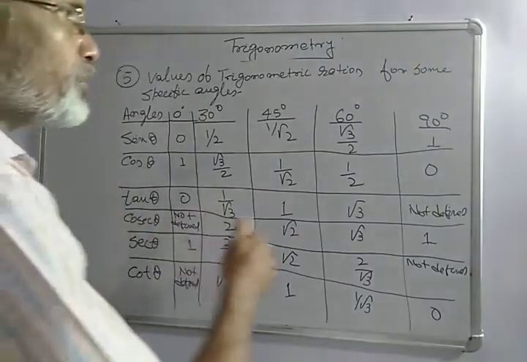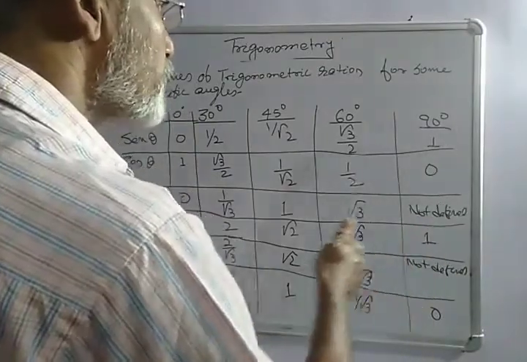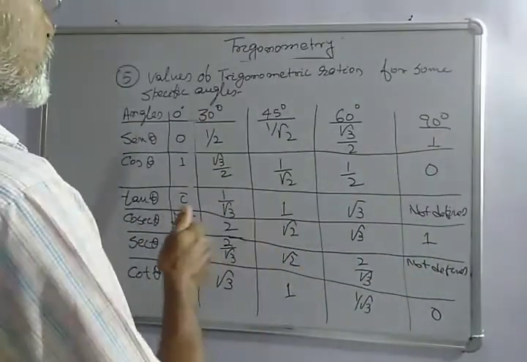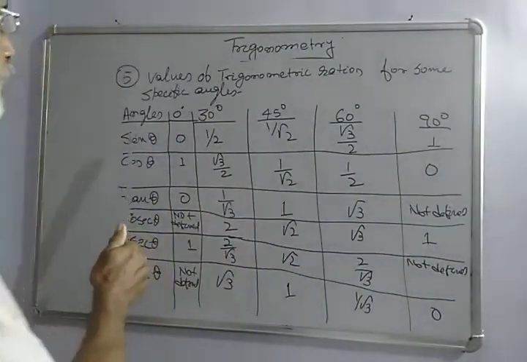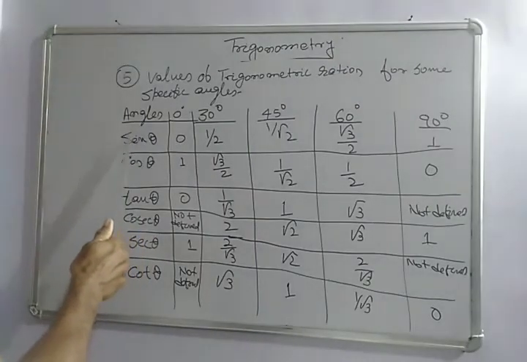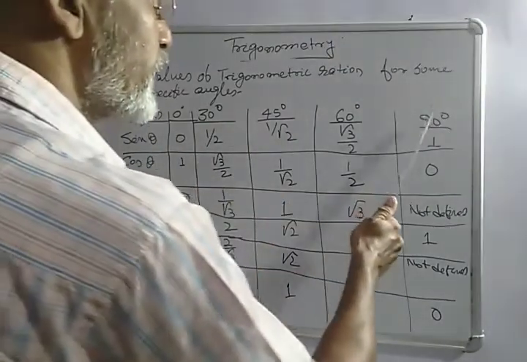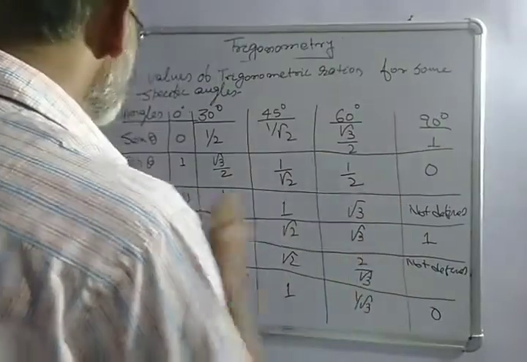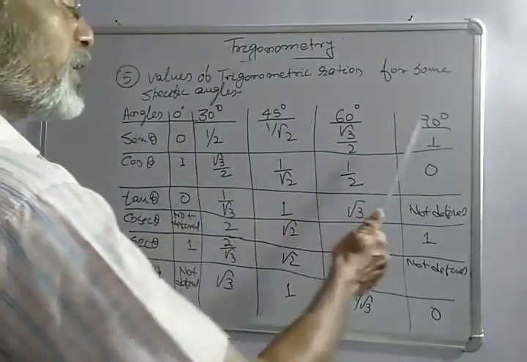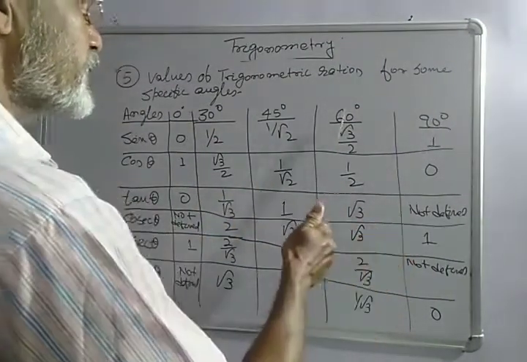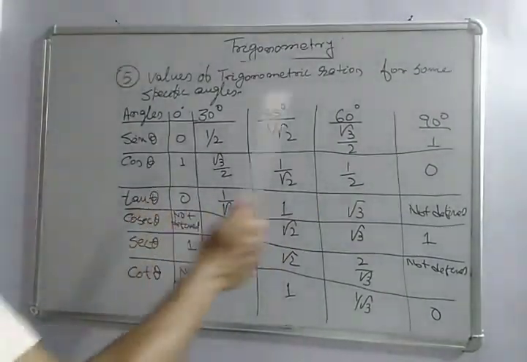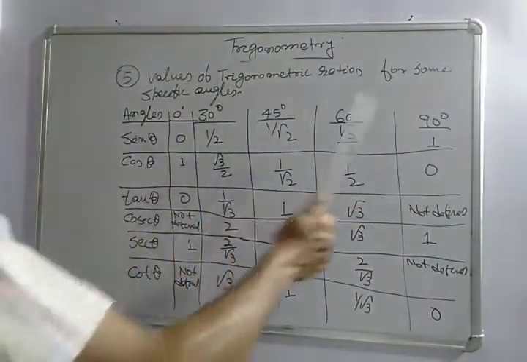So the values of sin theta for 0, 30, 45, 60 and 90, if you go the reverse way, whatever the values are, the values of cos theta, if theta is taken as 90, 60, 45, 30 and 0, we will come backward and the values will remain the same.